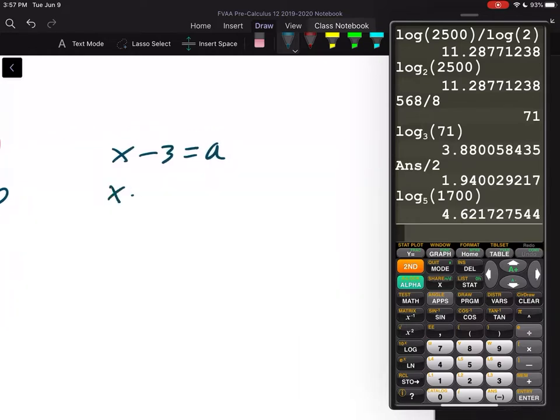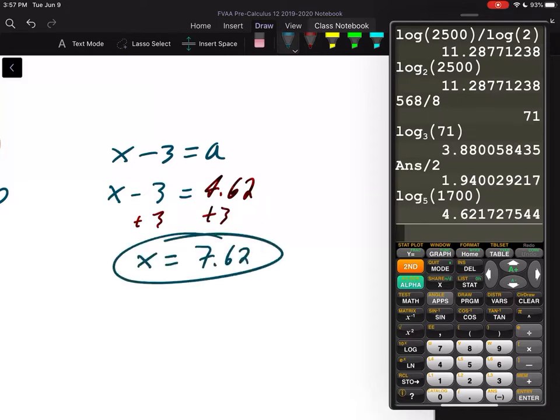And so x minus 3 now, because I know that A is equal to 4.62, I substitute the value of A back into this equation, and then I just solve for x now. So plus 3, x is equal to 7.62. So that's pretty straightforward.